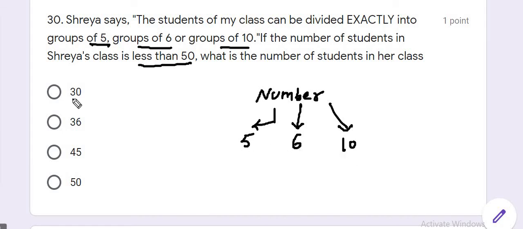As we can see, 30 is divisible by 5, 6 and 10. So this can be our answer. 36 is not divisible by 5, so cannot be our answer. 45 is not divisible by 6, cannot be our answer. 50 is not divisible by 6, cannot be our answer. So our option is A, that is 30.